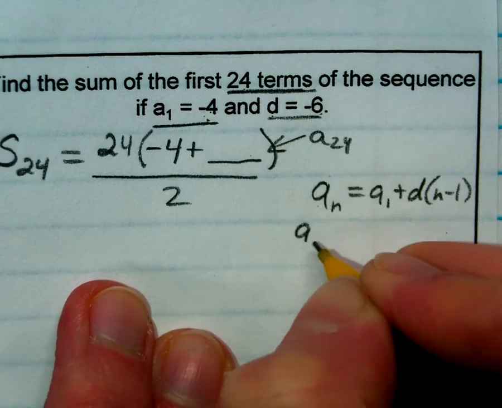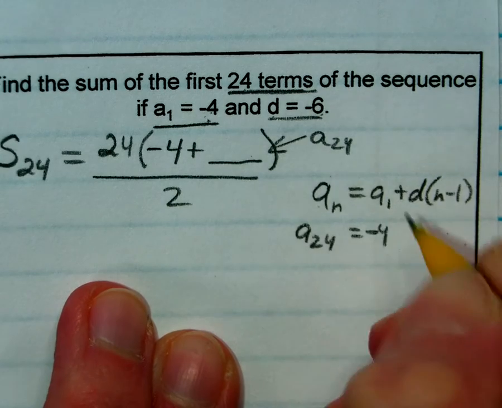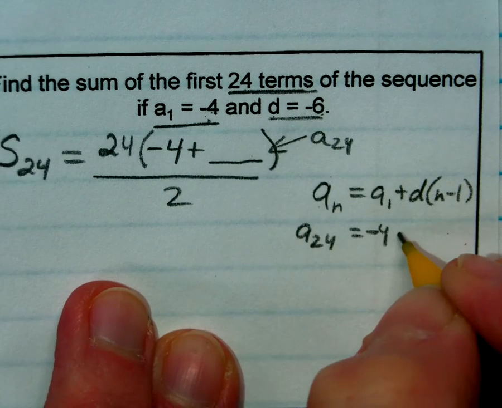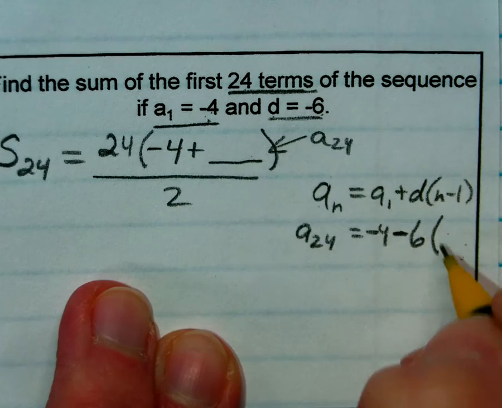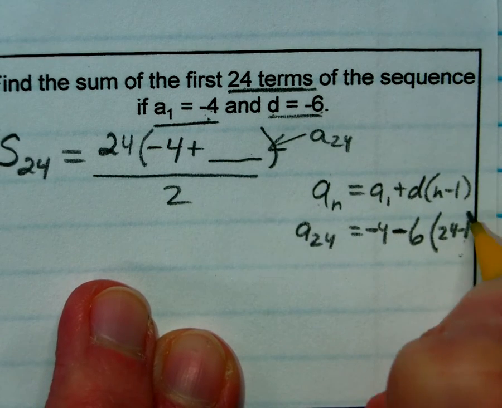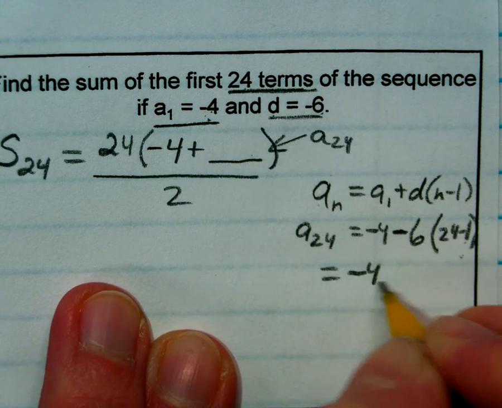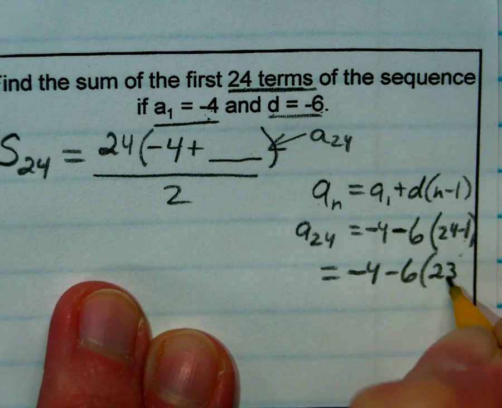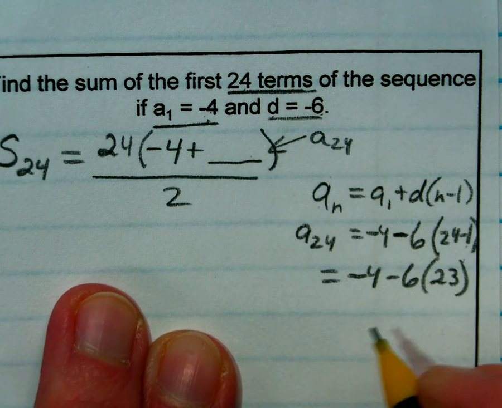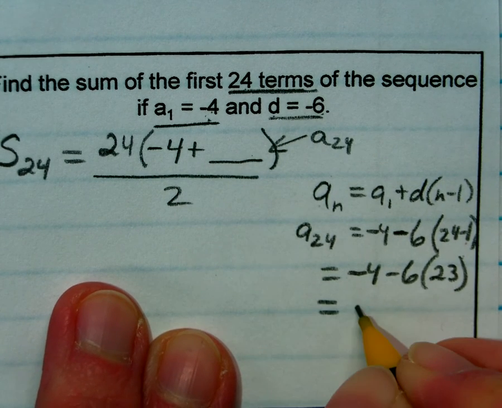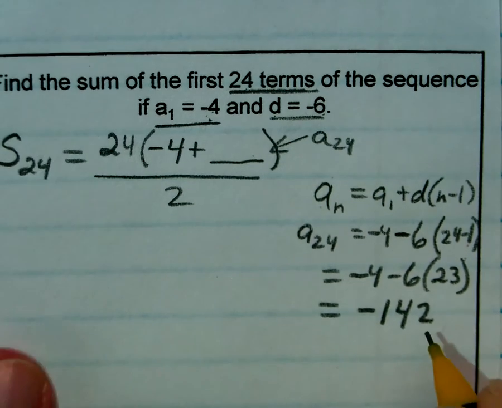So we're trying to find the 24th term. We know the first term is -4. We know the difference is -6. So you can put -6 instead of plus -6 if you want. And we know there's 24 terms. So 24 minus 1 is what goes in the parentheses. So I'm going to have -4 minus 6 times 23. And you can just put all that into your calculator, and you'll find out that the 24th term of the sequence is -142.